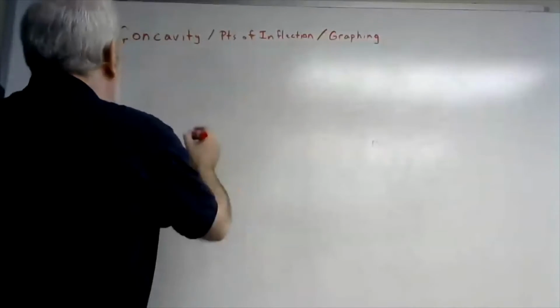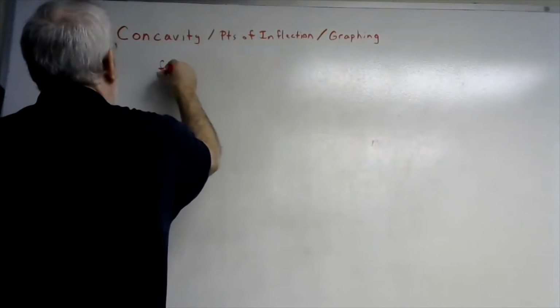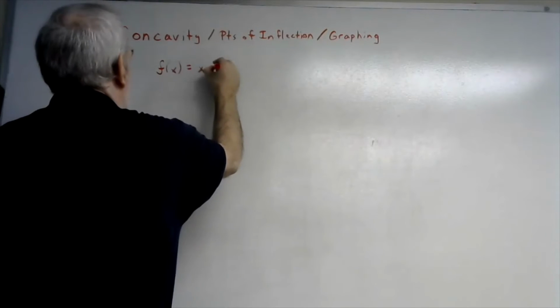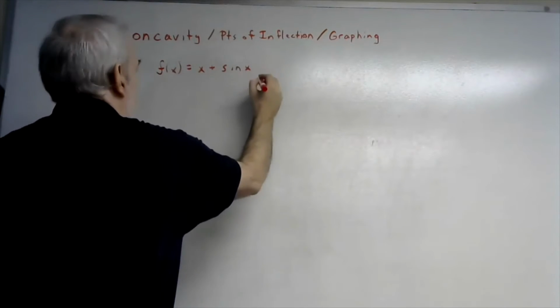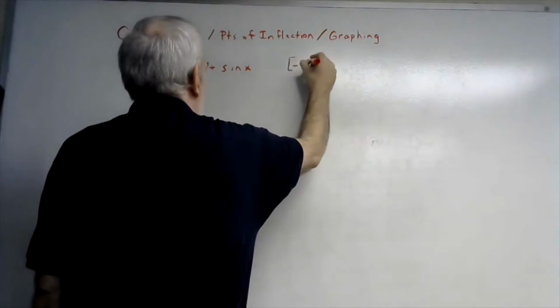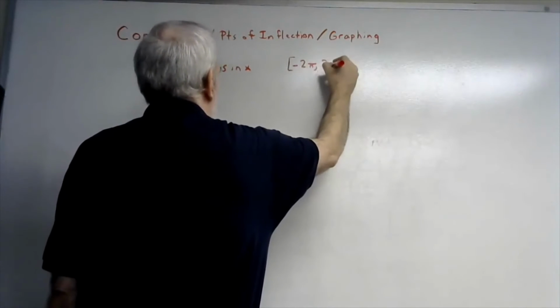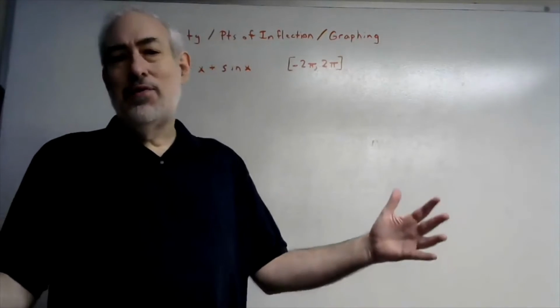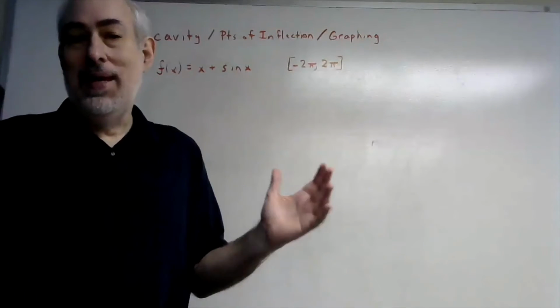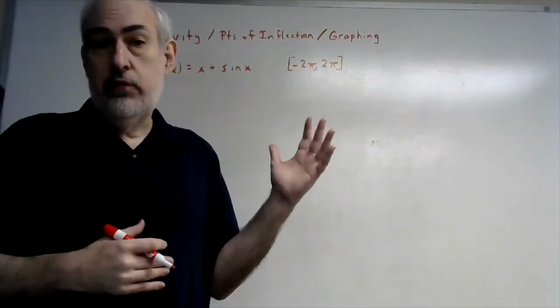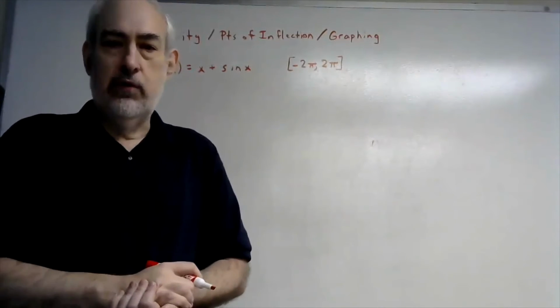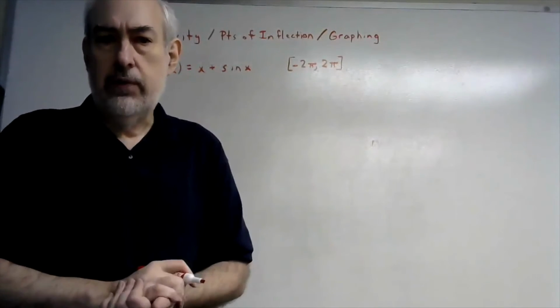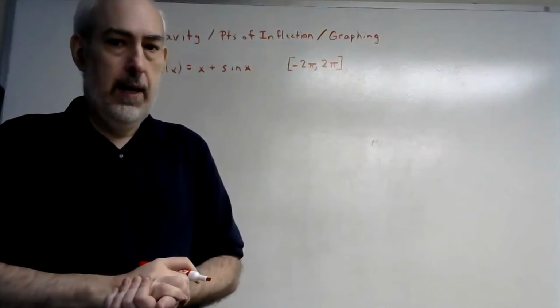Okay, so let's look at the graph of f of x equals x plus sine of x, but I'm only going to graph it from negative 2 pi to 2 pi. If I graphed it everywhere, it would sort of start repeating. Graphing this should give you a good idea of what the rest of it looks like anyway, so we'll just restrict it from negative 2 pi to positive 2 pi.